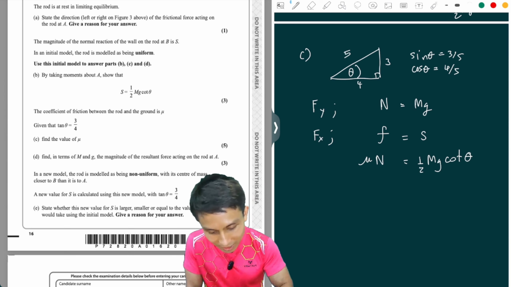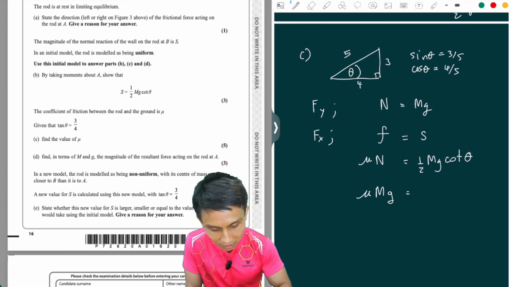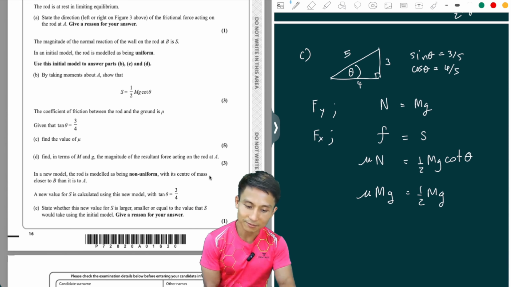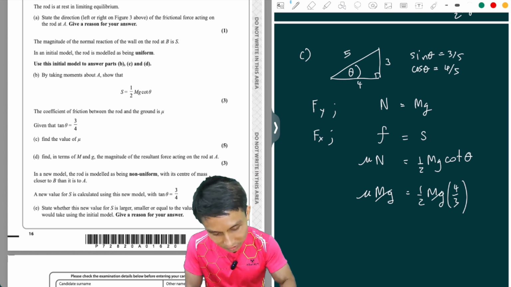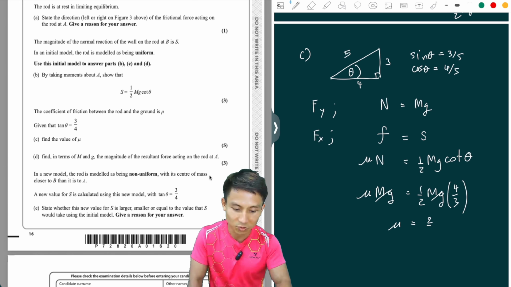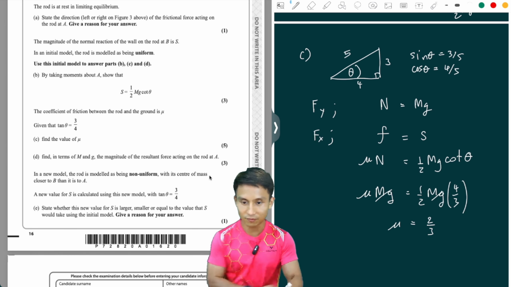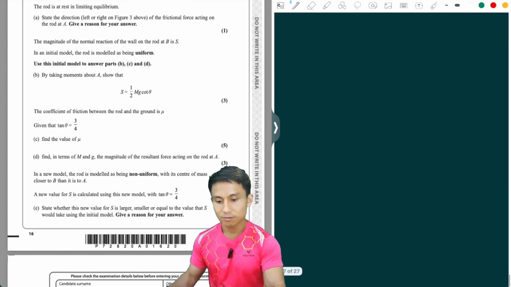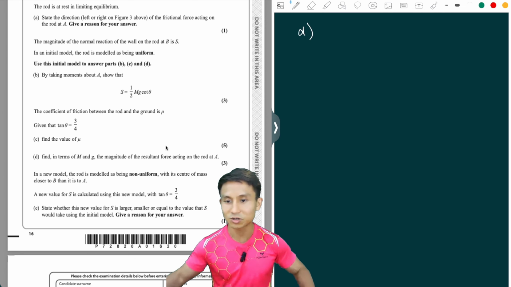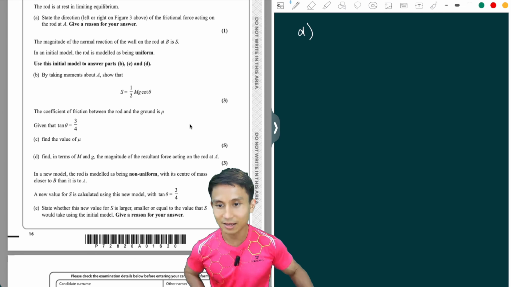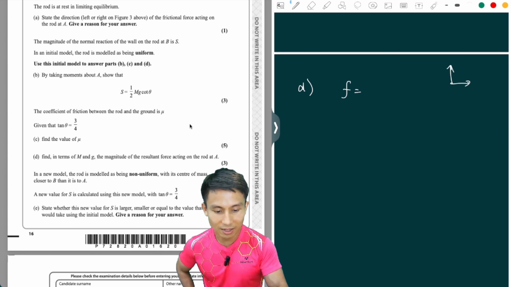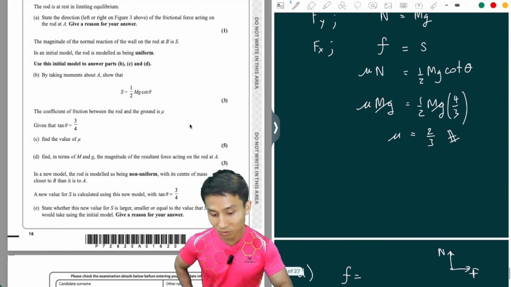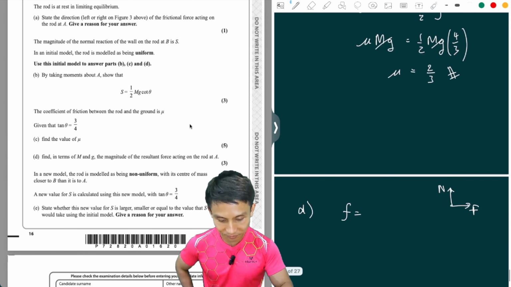Okay, now just plugging N in there, so mu mg equals 1/2 mg cot theta, right, which is just 1/tan, and tan is 3/4, so cot should be 4/3. Mg cancel, so mu is just 1/2 times 4/3, so that's 2/3, right? That's the value of mu for part C. Part D. Find in terms of m and g the magnitude of resultant force acting on the rod at A. Well, resultant force, right? So F, the friction first. So we have at A the friction to the right and normal reaction N. And we remember that N was mg and friction was S, right?